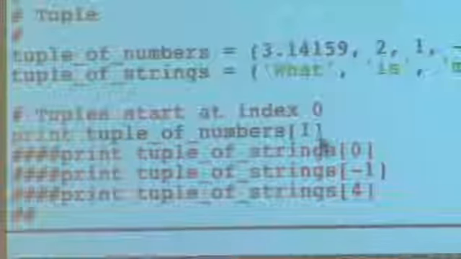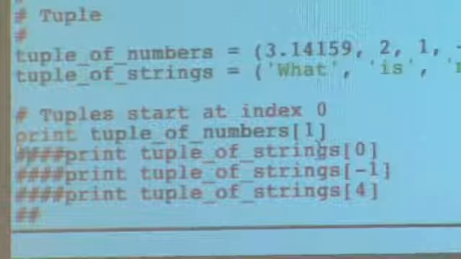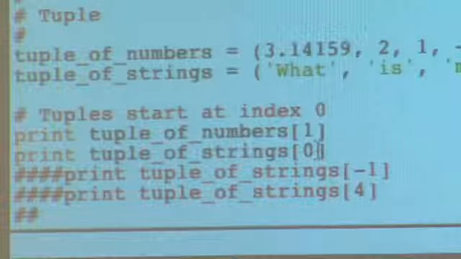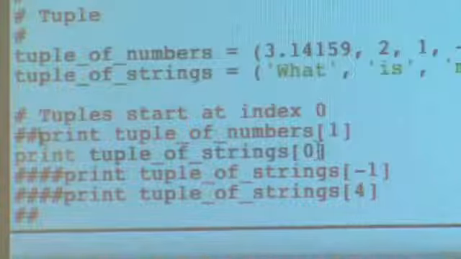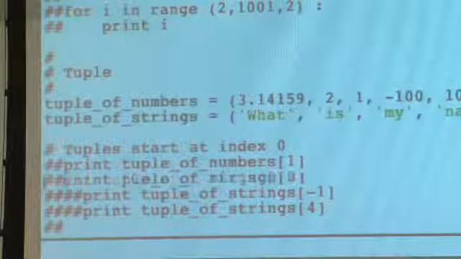Exactly. And it doesn't matter what data type is contained in the tuple. If it's a string, it'll just print out whatever's here, right? Which is what? Now, you can also use negative indices.